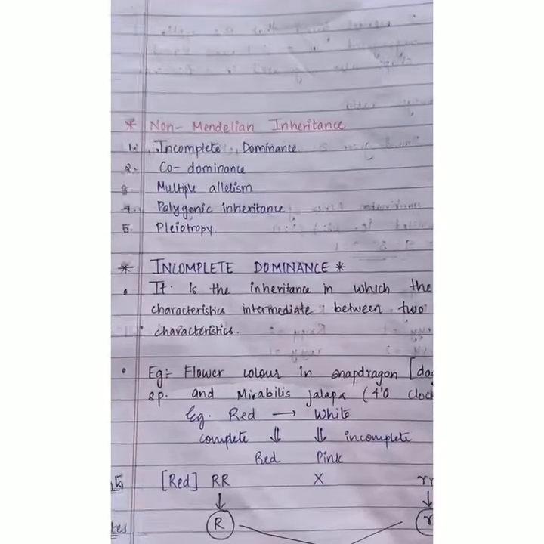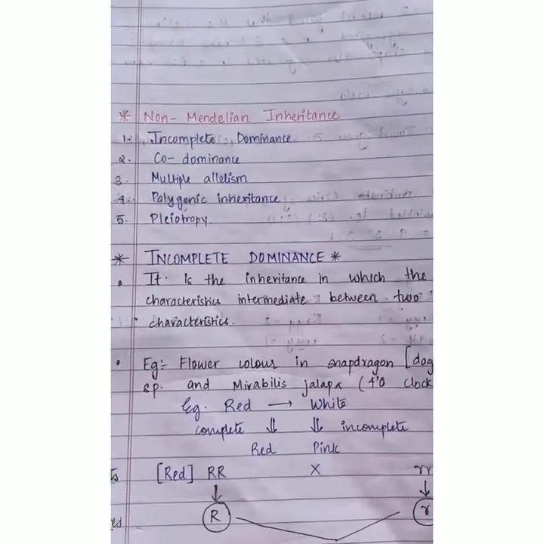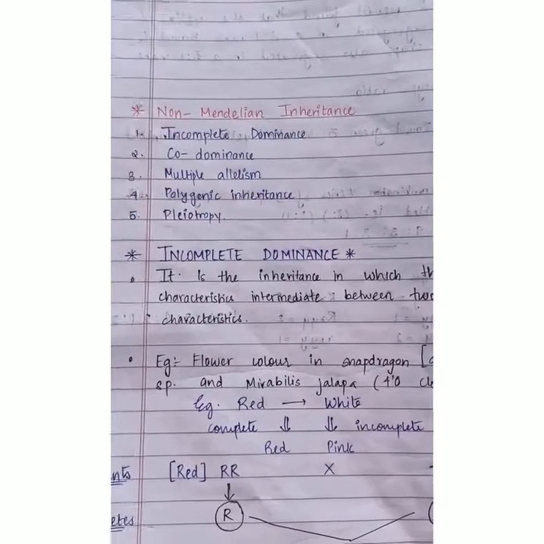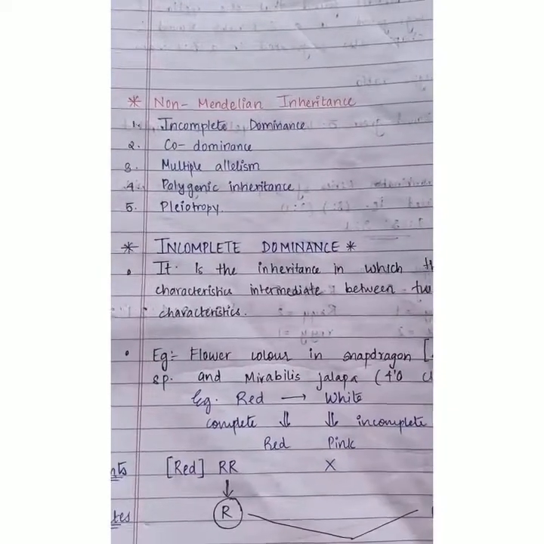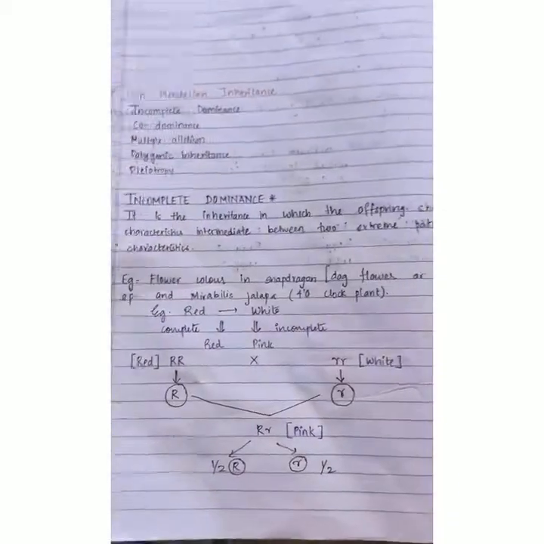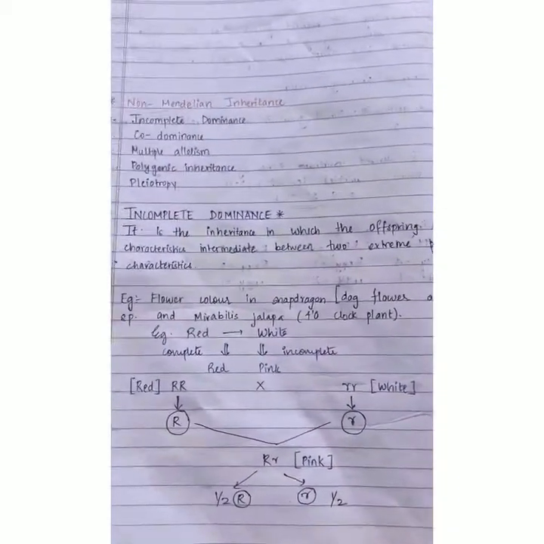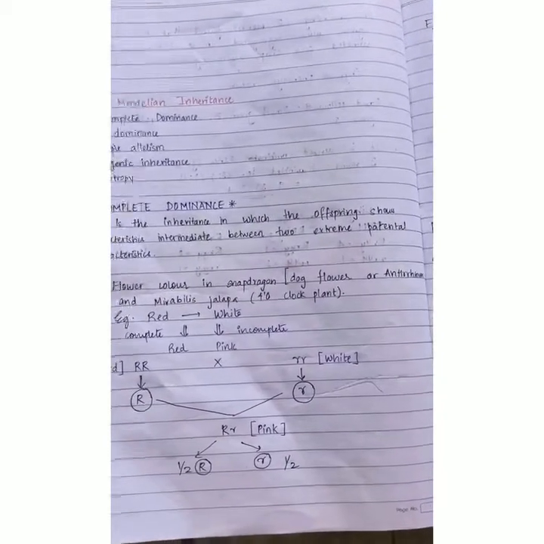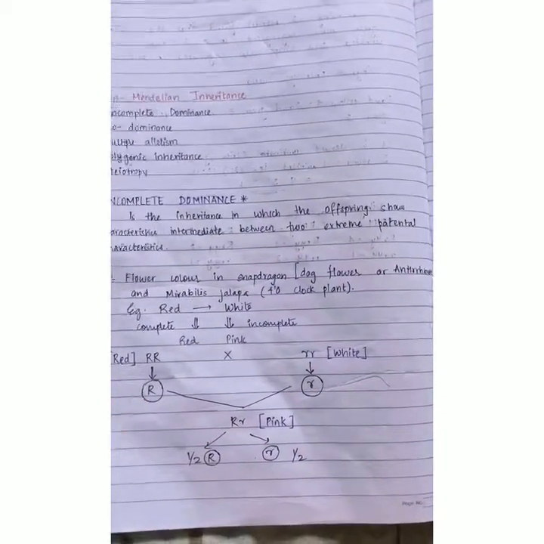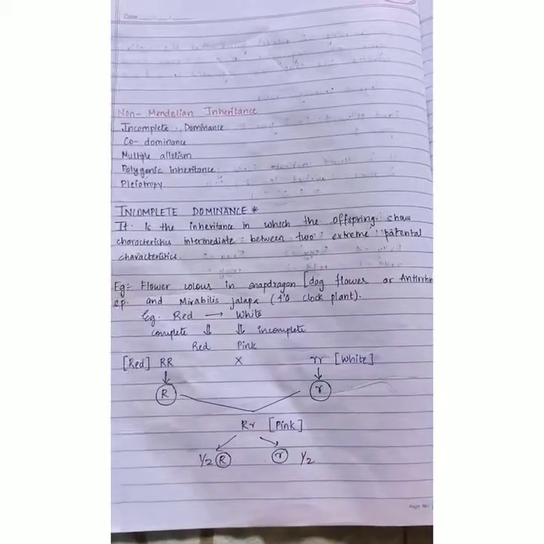So let us start with the non-Mendelian inheritance. So we have 5: incomplete dominance, codominance, multiple allelism, polygenic inheritance and pleiotropy. Let us talk about incomplete dominance. Like we have seen in monohybrid or dihybrid crosses, the dominant character is fully expressed over the recessive character. But in incomplete dominance, what will happen?